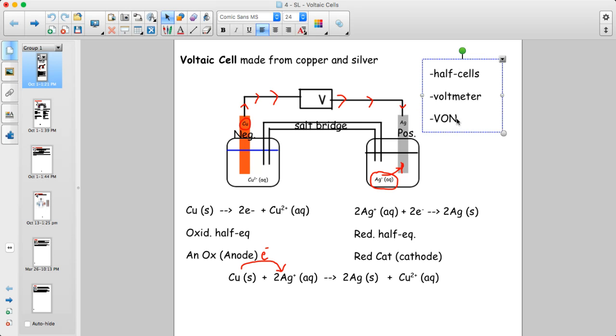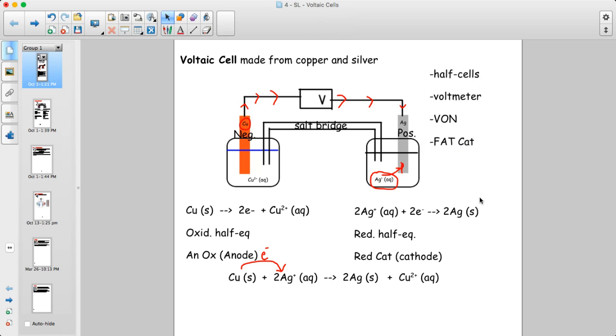And one other mnemonic that we didn't get to before is called Fat Cat, and it's referring to how the electrons flow in either one of these cells. The electrons always flow from the anode to the cathode. Okay, so the copper is the anode because the electrons leave the copper and they travel through the wire and they get to the cathode, which is the silver. So it tells you how the electrons move in the external circuit.